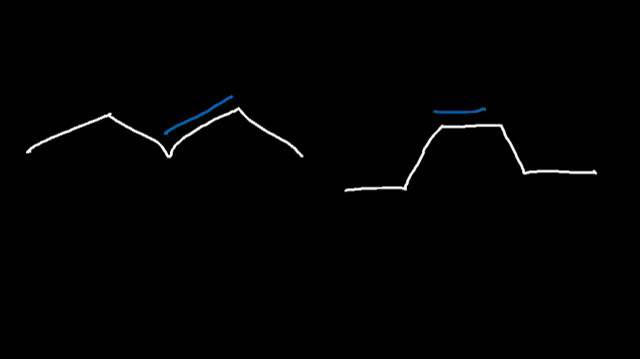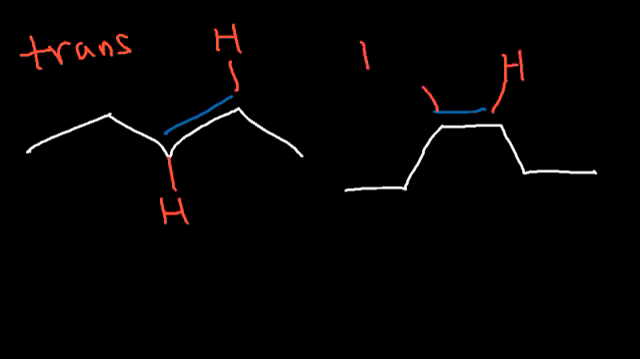So how would you name these two alkenes? The alkene on the left is a trans alkene. Notice that the hydrogens are on opposite sides. The one on the right is a cis alkene because the hydrogens are on the same side.